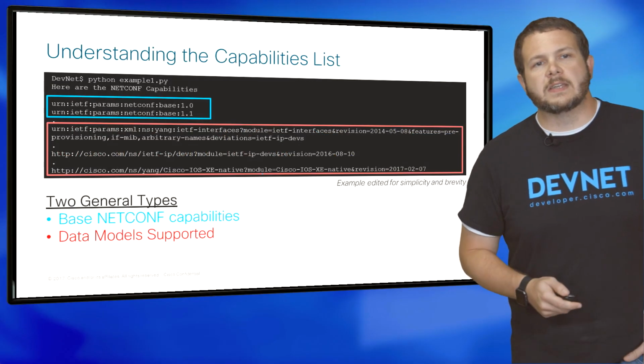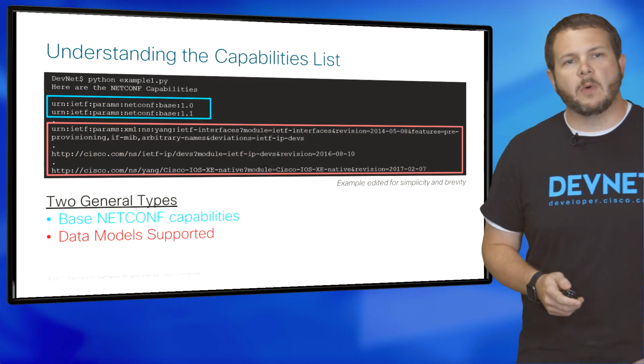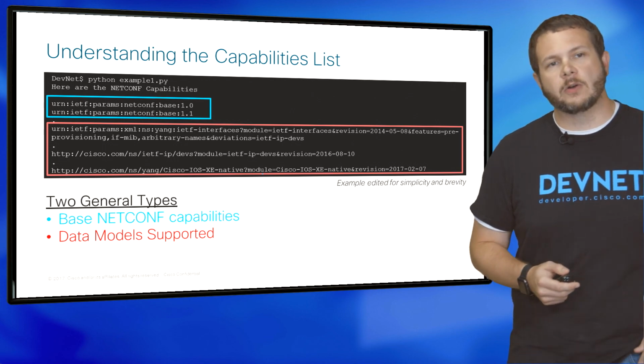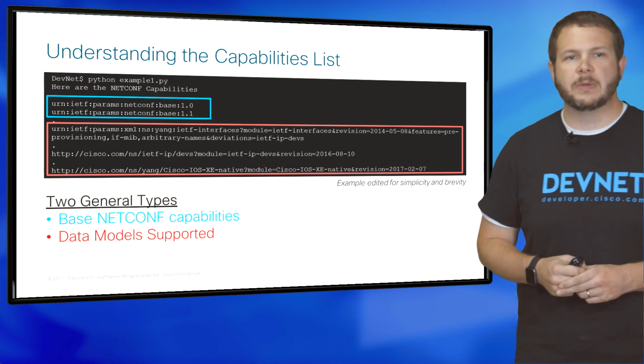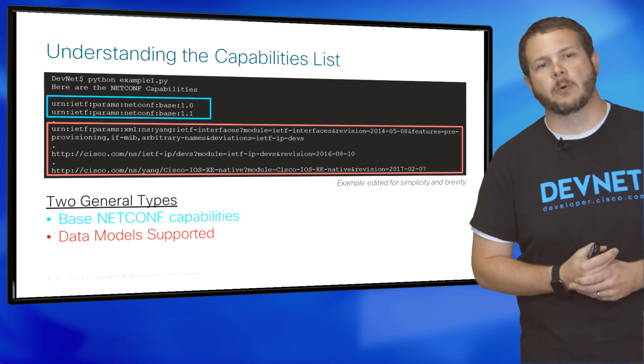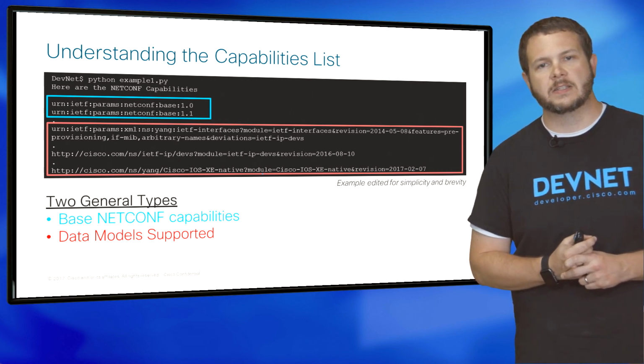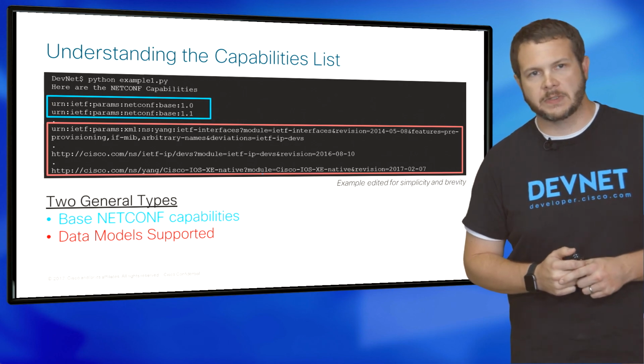So if I run this example, python example1.py, as we expected by looking at the code, it prints out all of the capabilities. Now up here on the slide, I have pulled it down because there are a lot of capabilities supported by the iOS XE device that we connected to, so I edited it down for a bit of simplicity on the slide.